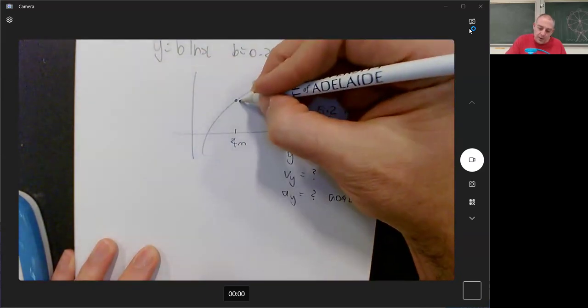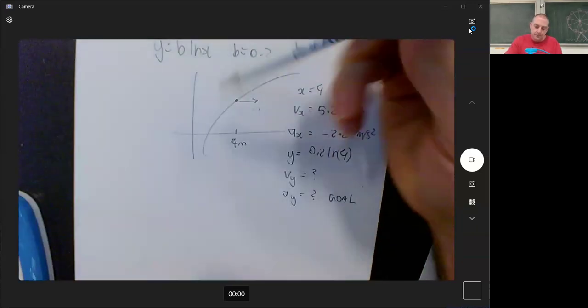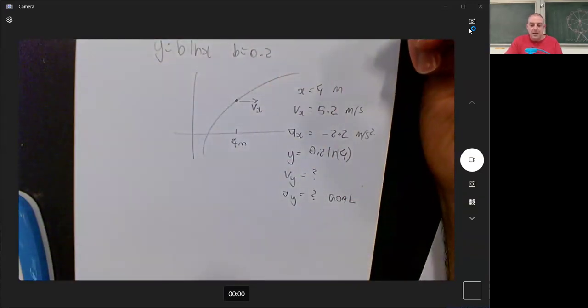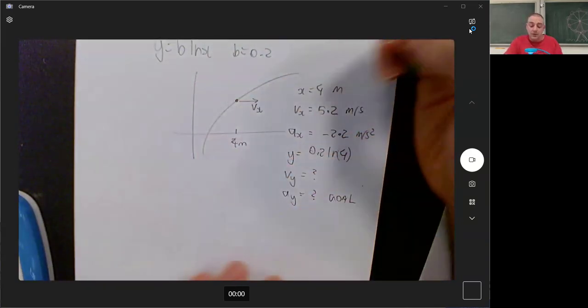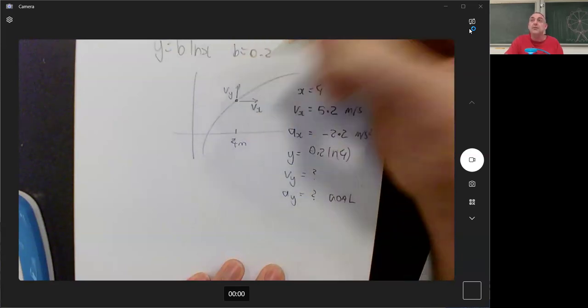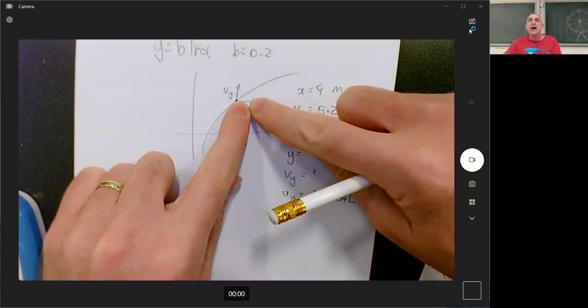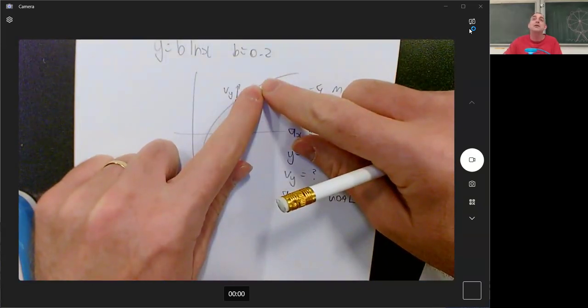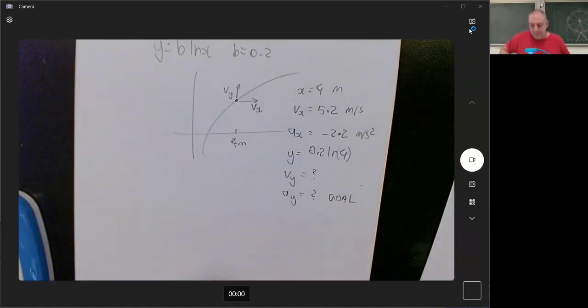So it is moving this way, right? And if it's moving that way, it's going to have to be moving up in order to follow this curve. And so it's definitely true that Vy is going to be positive. And if it's slowing down in this direction, it has to be slowing down in the other direction as well, I reckon. So I'm reckoning that my Ay should be negative, is my guess. But again, my instincts are often wrong with physics.